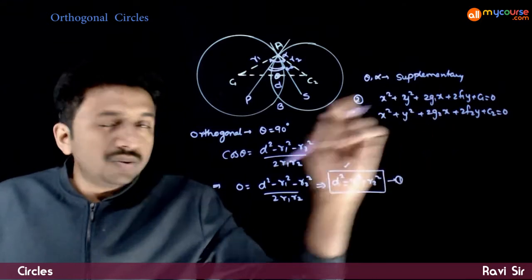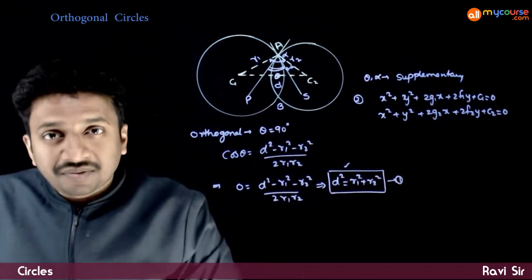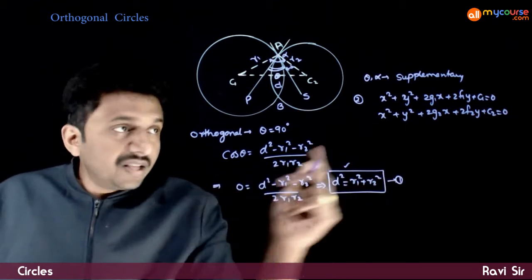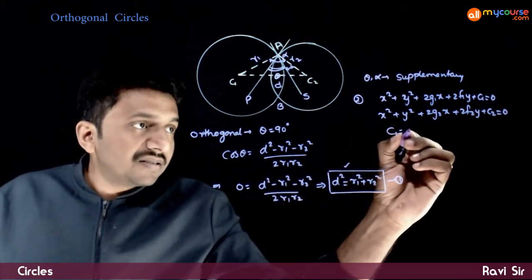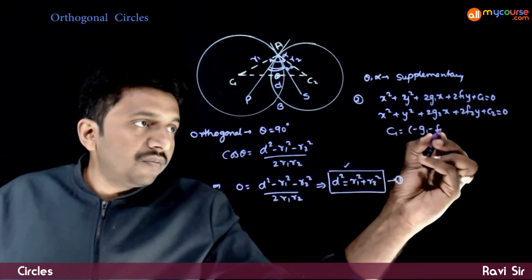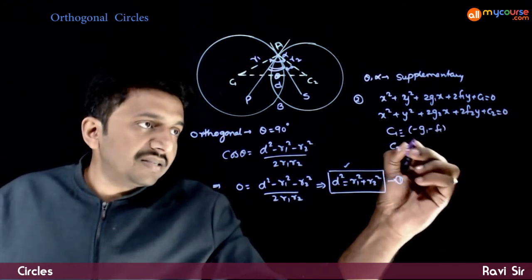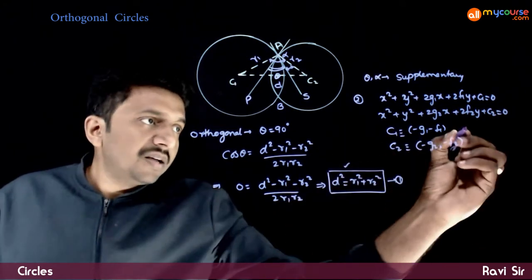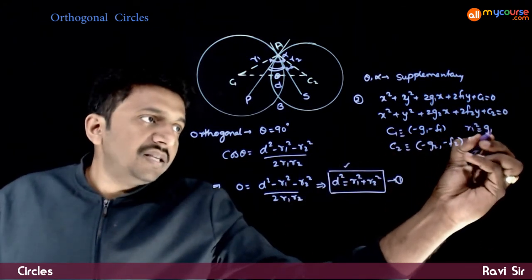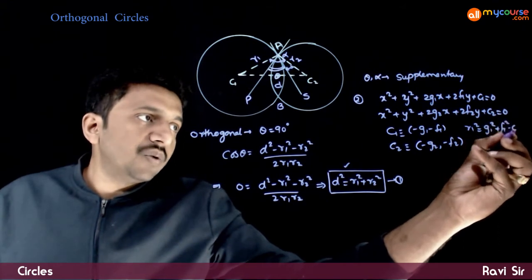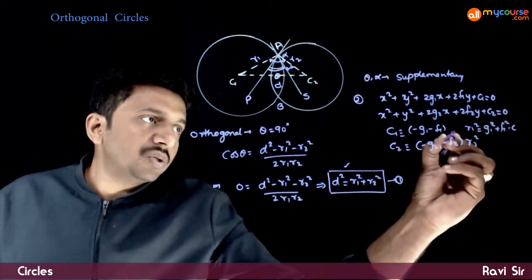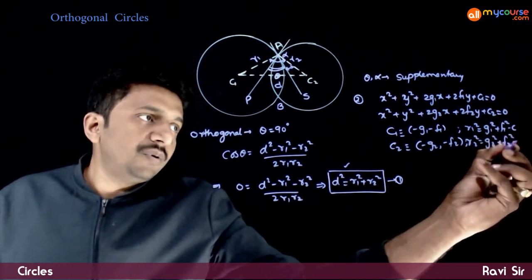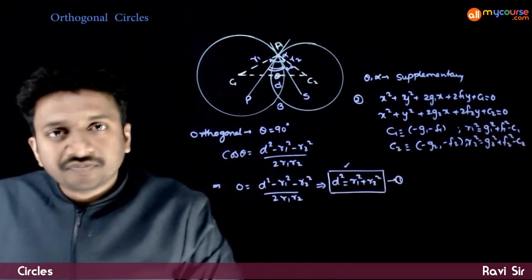So when will these two circles be orthogonal to each other? So let us derive the condition here using this. The center is minus g1, minus f1. The second center is minus g2 comma minus f2. r1 square is g1 square plus f1 square minus c1. r2 square is equal to g2 square plus f2 square minus c2.